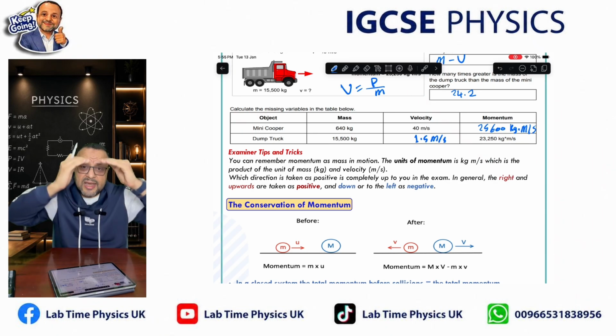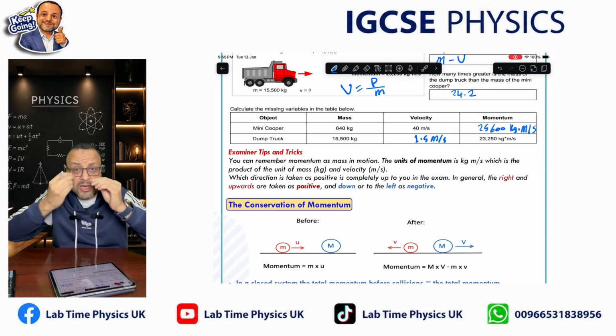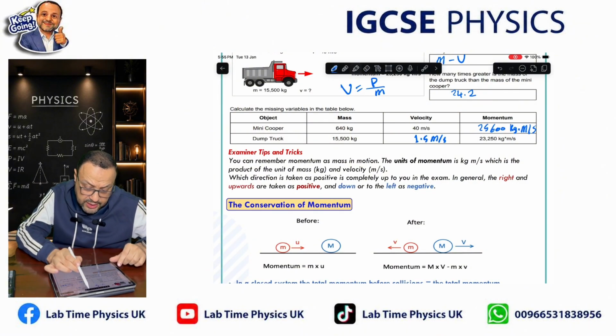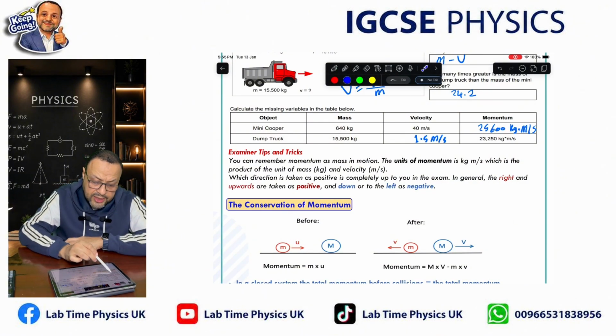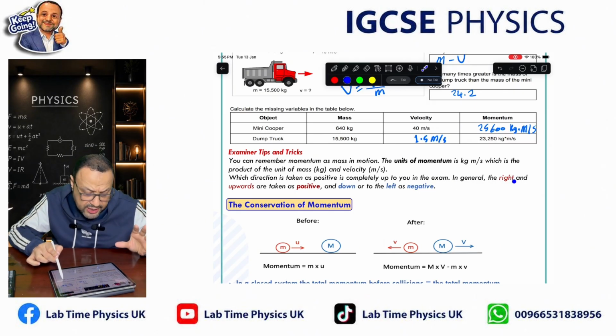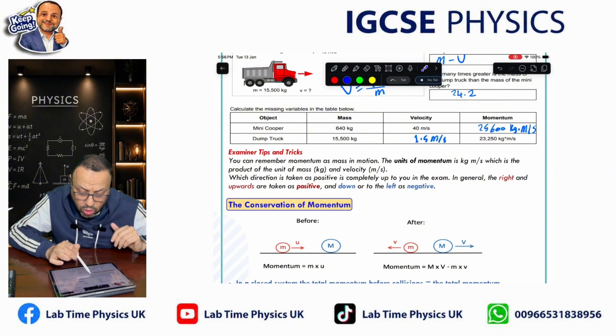Just write at the beginning of the question which direction will be positive and which direction will be negative. So this is what he said. Which direction is taken positive is completely up to you in the exam. As I said, in general, the right or upward are taken as positive, and down or to the left as negative.